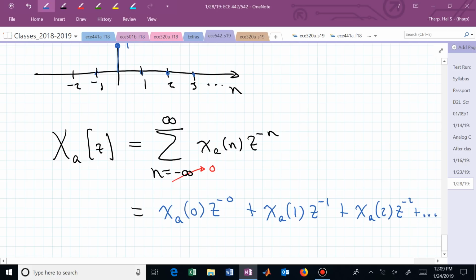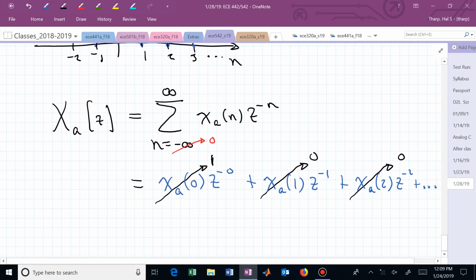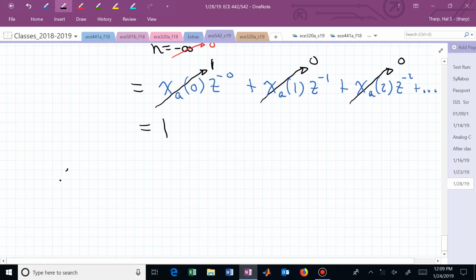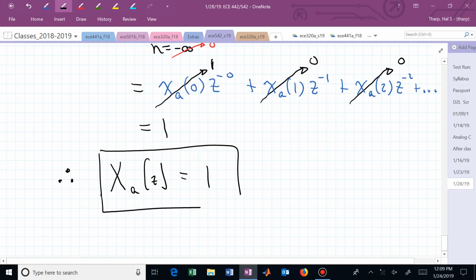But now we can plug in the particular values for this time sequence. X sub a at time 0 is in fact 1, but all of these other sequence values are 0. And now capital X sub a of z, this infinite sum, is easy to compute. It's actually just 1, so now the z-transform of a unit pulse is just 1.